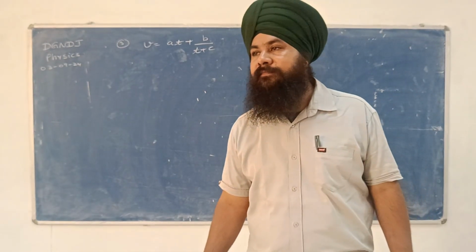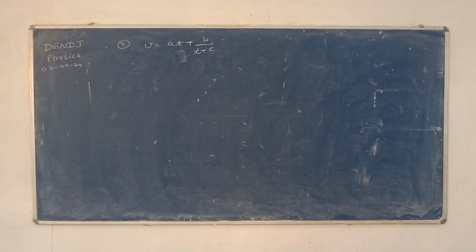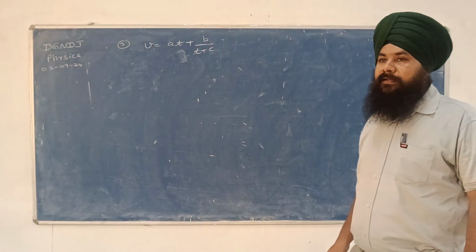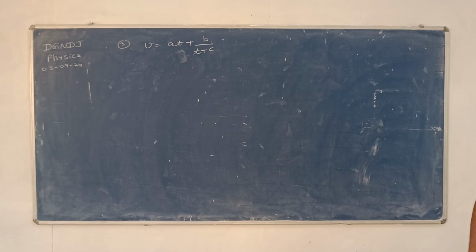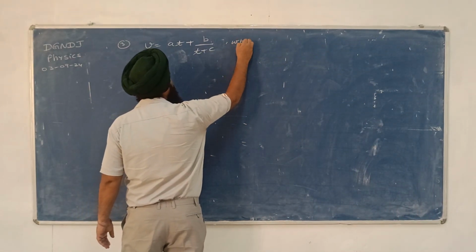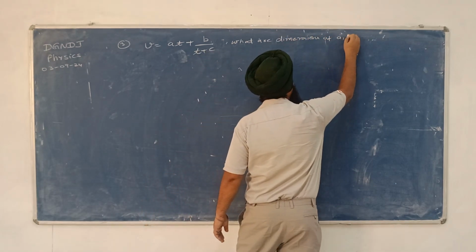The velocity of a particle is given in terms of time t by the equation V = At + B/(t + C). What are the dimensions of A, B and C?